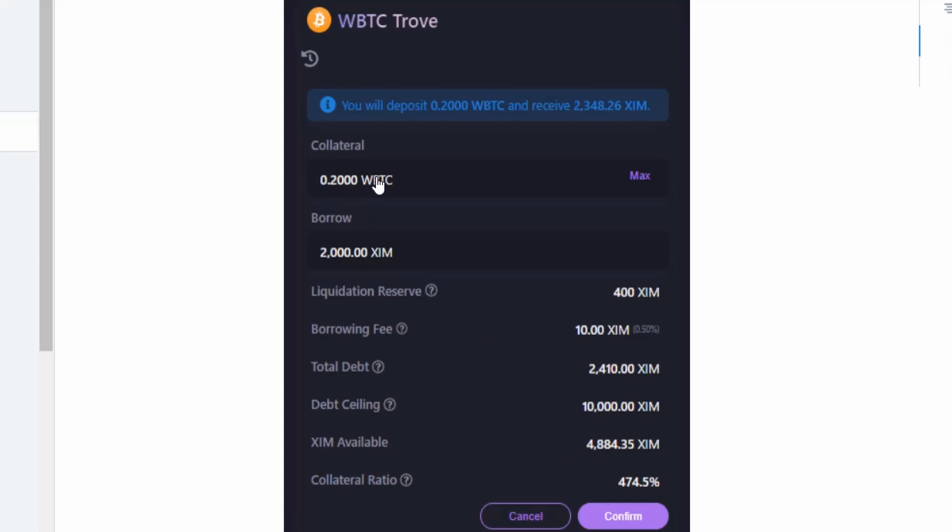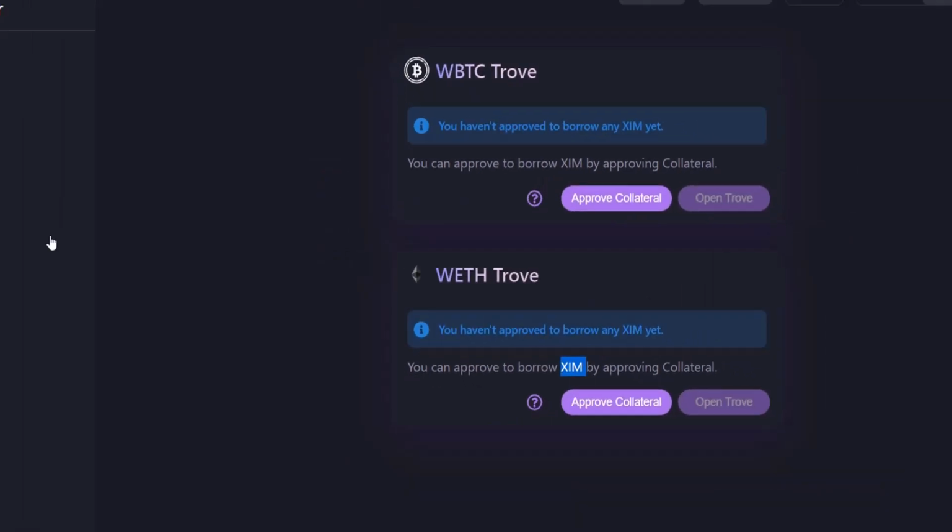Don't put too much collateral and find out, oh, I can only borrow 4,000 XIM or whatever that number happens to be. And then this would be your current collateral ratio based on your settings. So, keep this healthy. Don't go too degen, don't go too risky, and so forth. So back over to here.